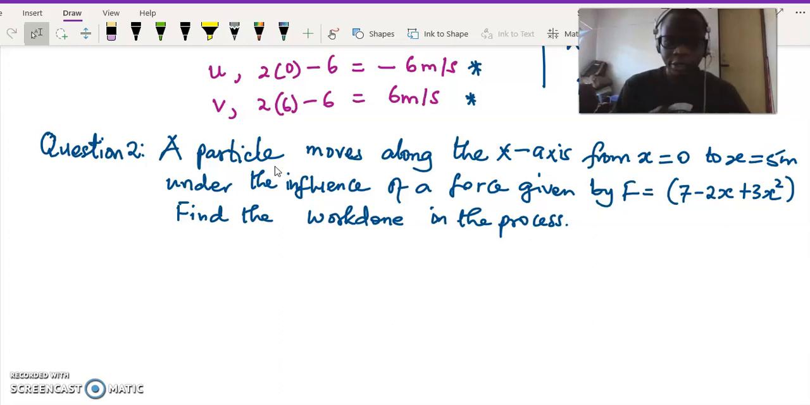So I'll read it. It says a particle moves along the x-axis from x equals 0 to x equals 5 meters under the influence of a force given by the following equation, that is F equals 7 minus 2x plus 3x squared. So this question wants us to find the work done in the process.